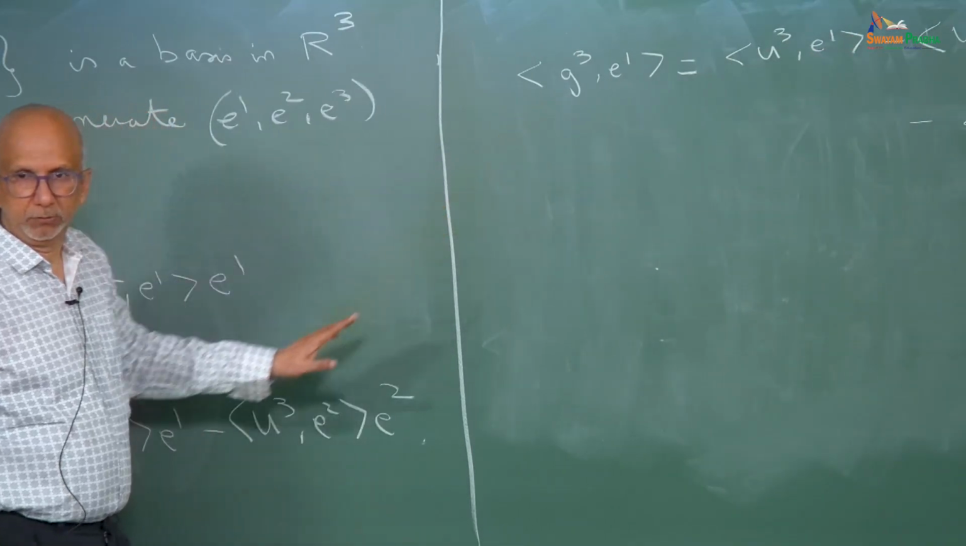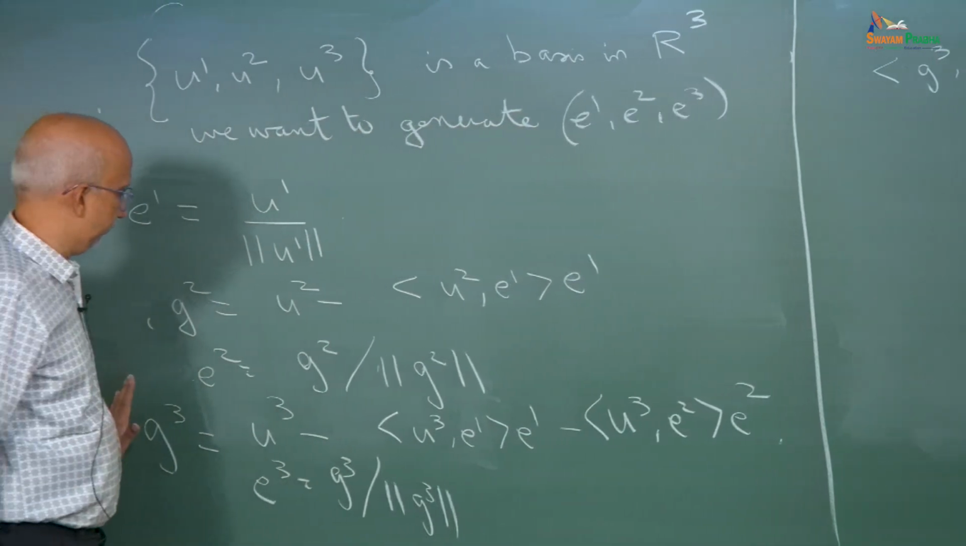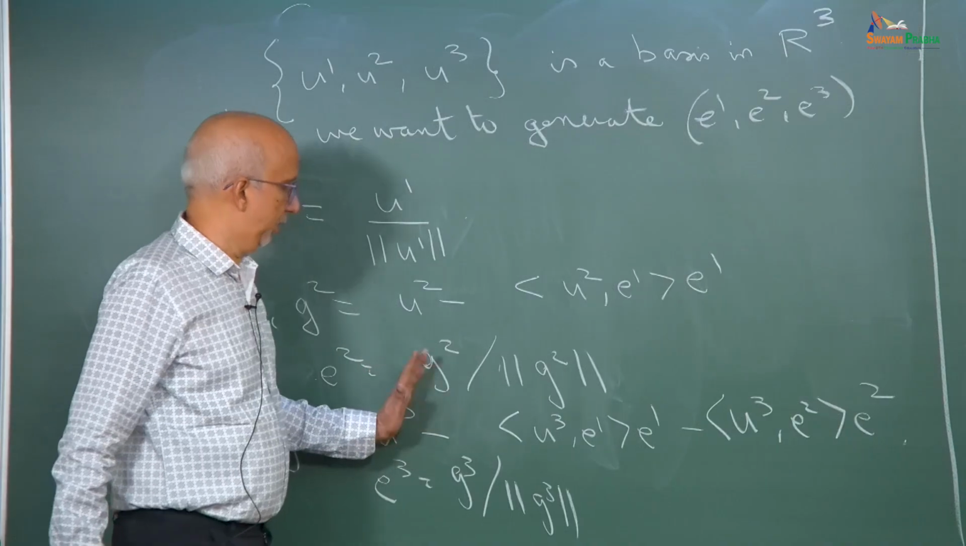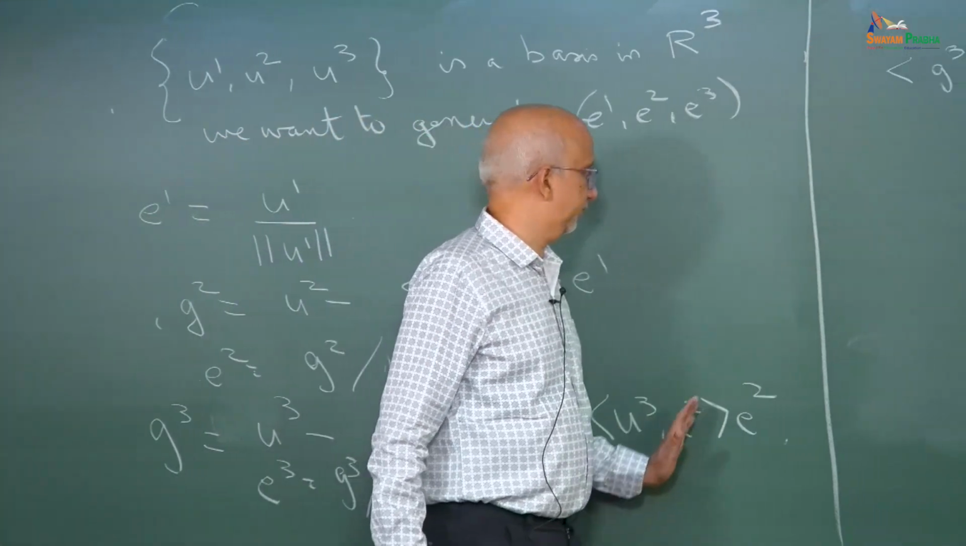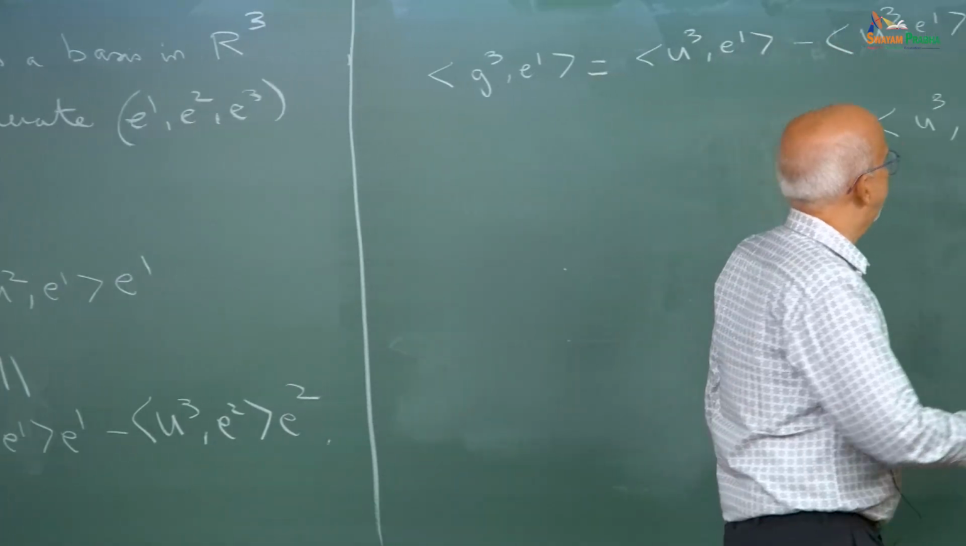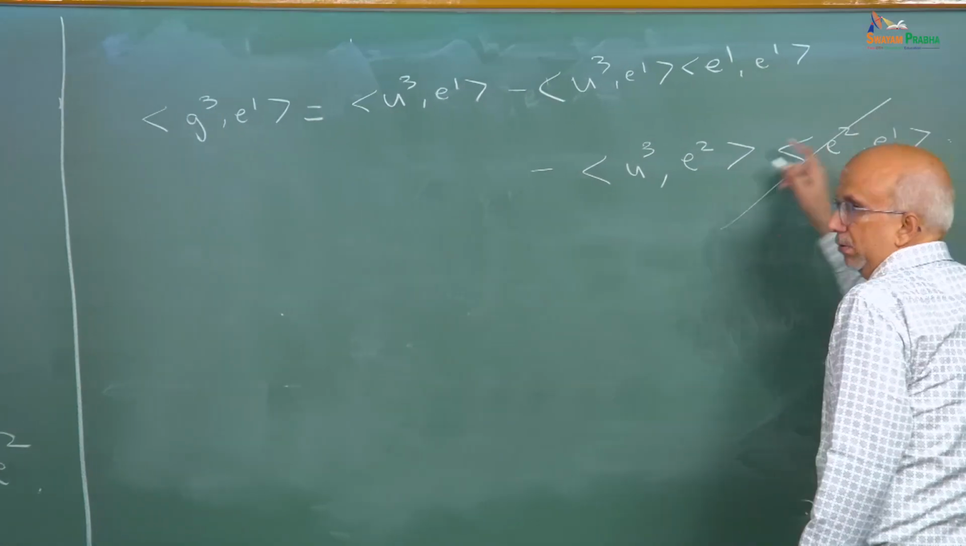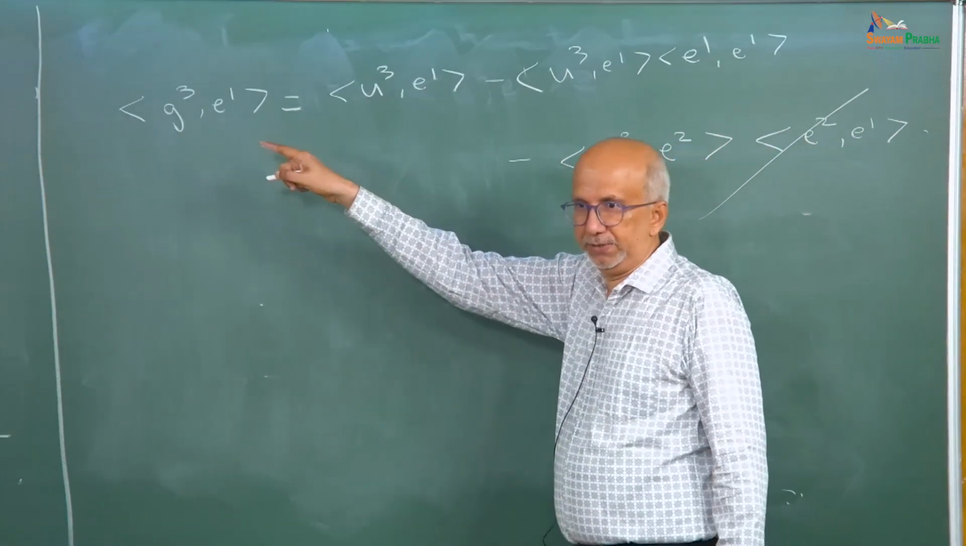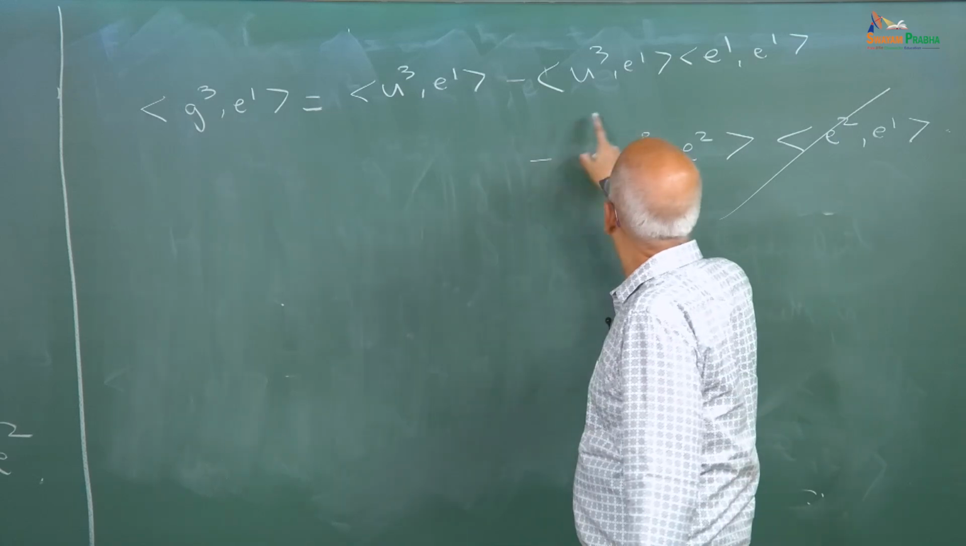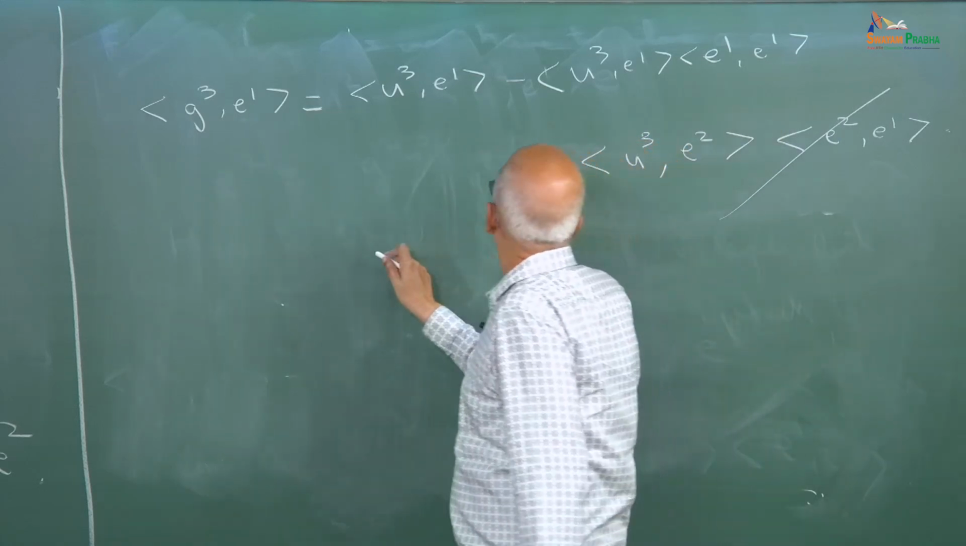Okay. So the inner product is this vector with E1 minus this vector with E1, minus this vector with E1. We already know E1 and E2 are perpendicular. That is how we constructed it. Okay. And this is 1. So again this will be 0.